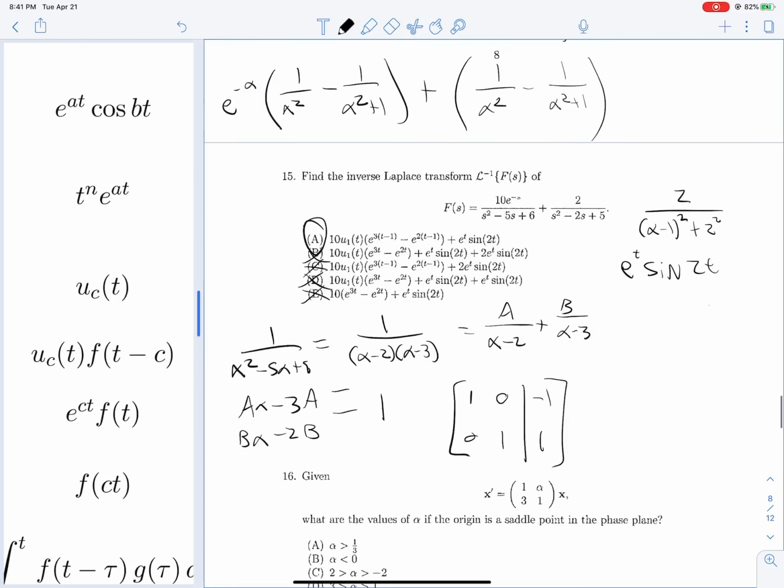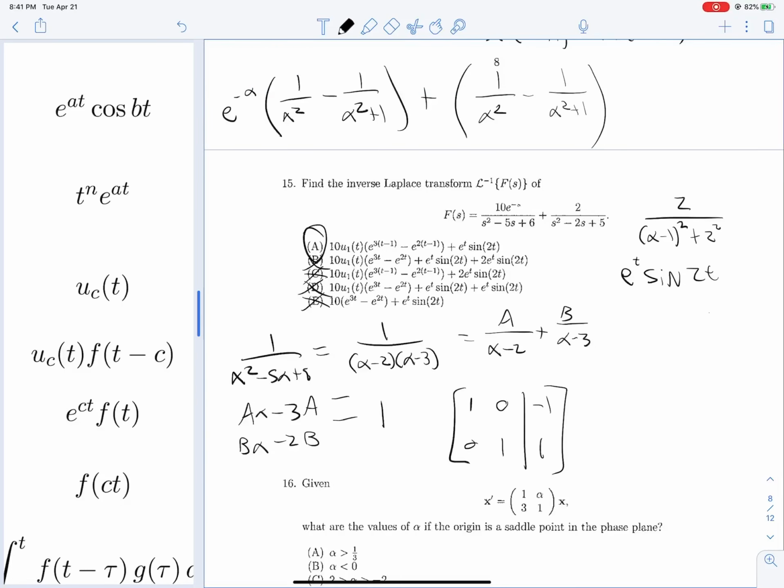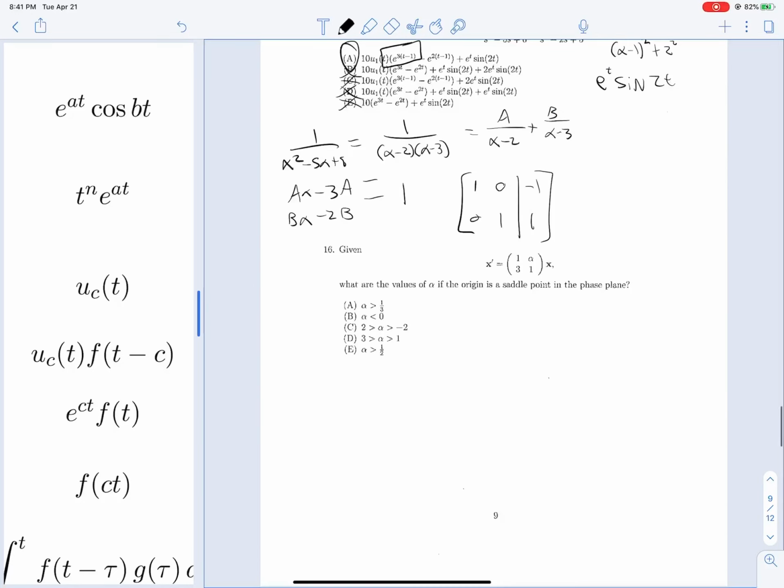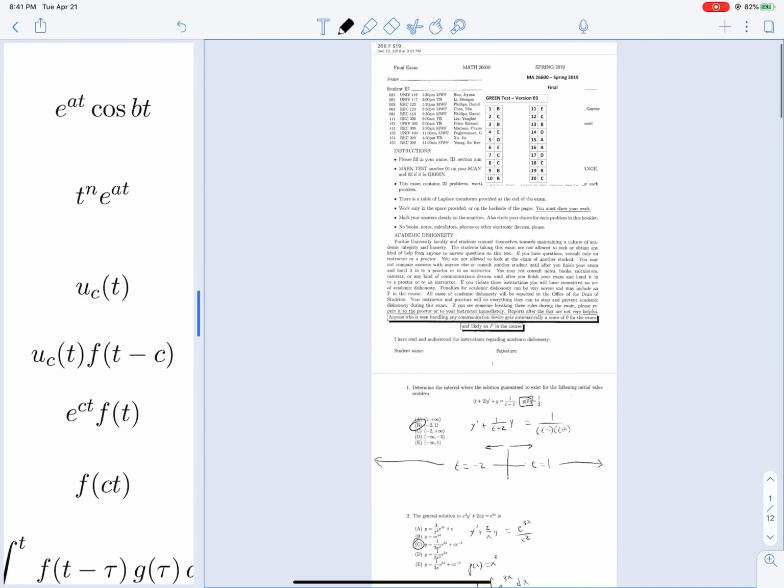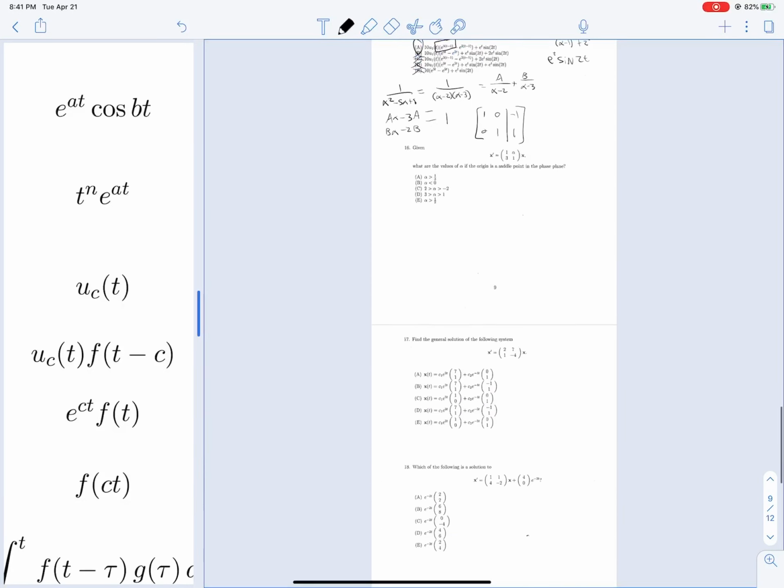So the negative 1 over alpha minus 2 term will give us this negative e to the 2t, and then we replace our t with t minus 1, and then the positive 1 over alpha minus 3 will give us the e to the 3t minus 1. So 15 is A.